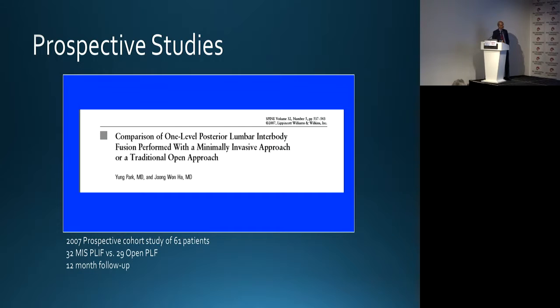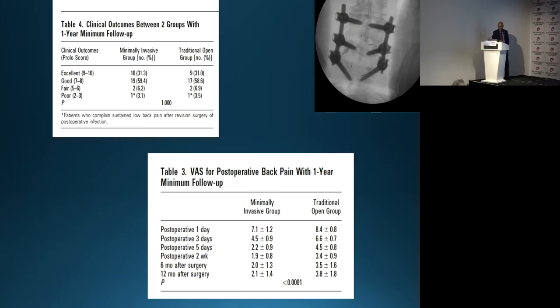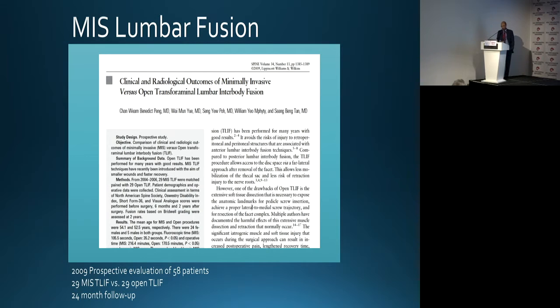Prospective studies: a comparison of one-level posterior lumbar interbody fusion with a minimally invasive approach to a traditional open approach. They had 32 cases in this initial phase. What they showed was that overall, the pain was much less compared to the traditional open group throughout this 12 month period.